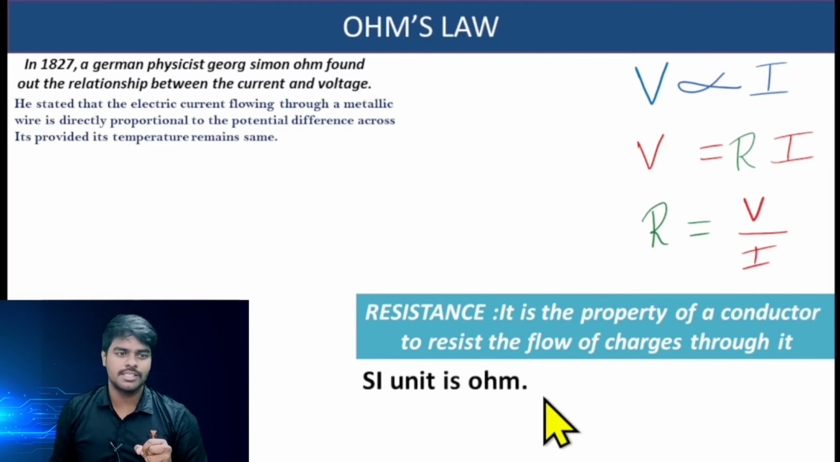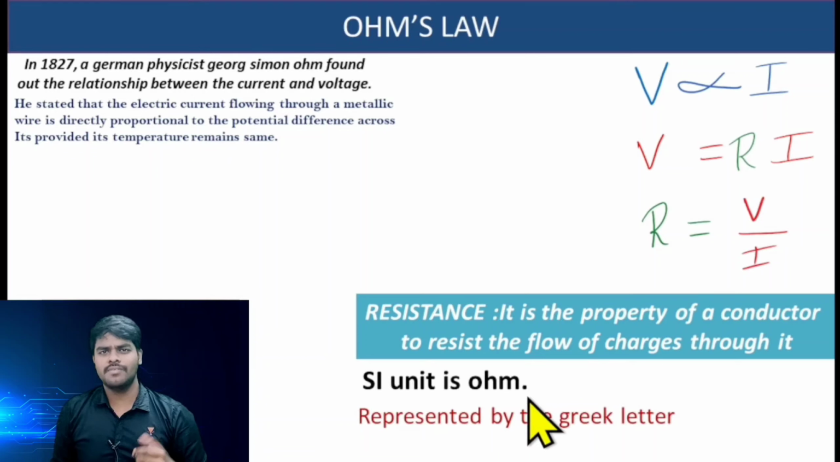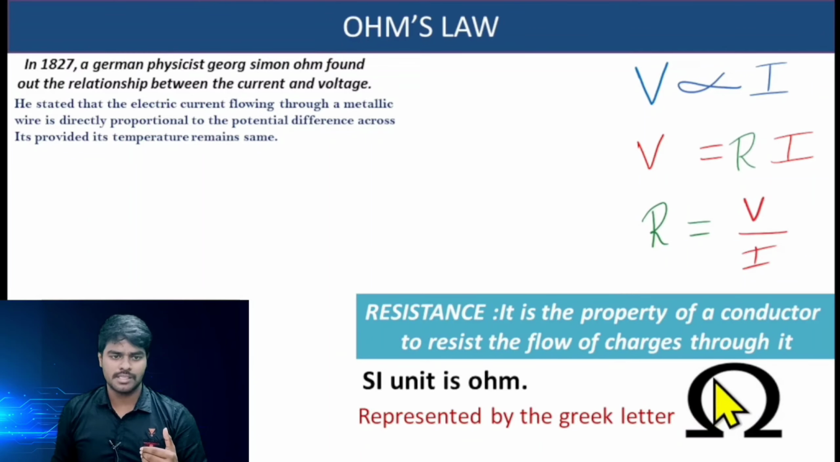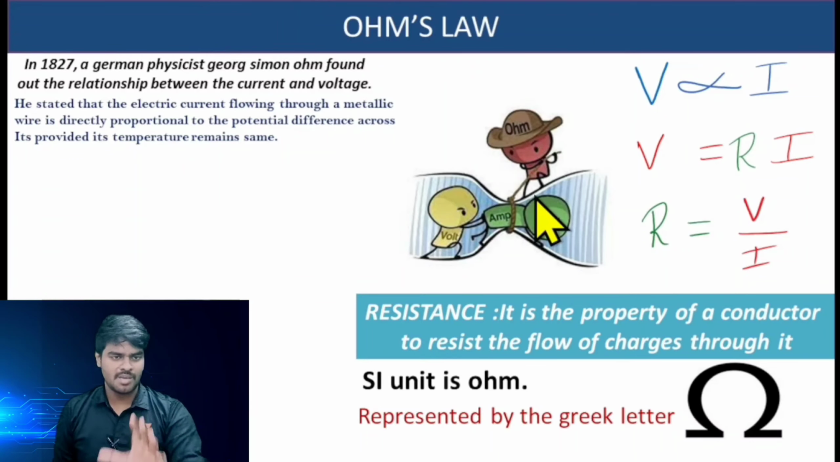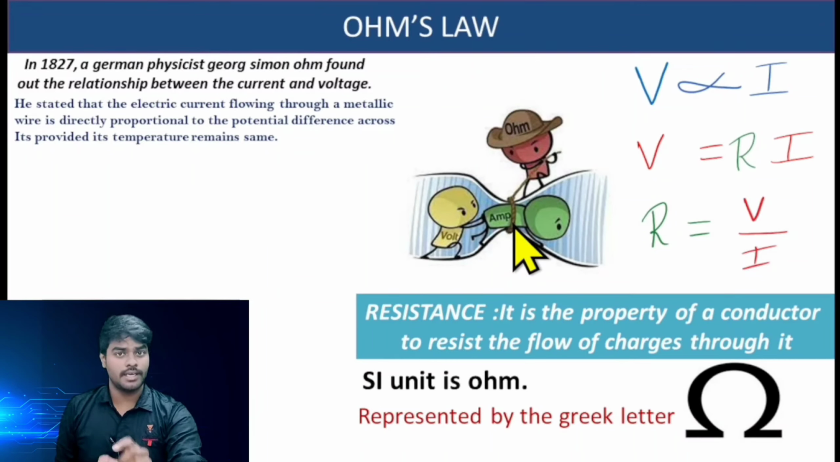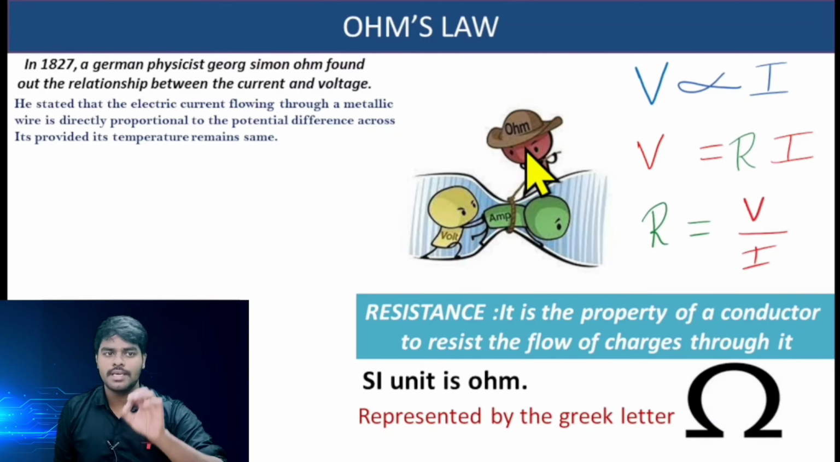So, the SI unit of resistance is ohm, O-H-M. It is represented with the Greek symbol omega. This is the symbol to represent resistance. Now see this image. Ampere is the SI unit of current. Volt is the SI unit of voltage. Ohm is the SI unit of resistance.